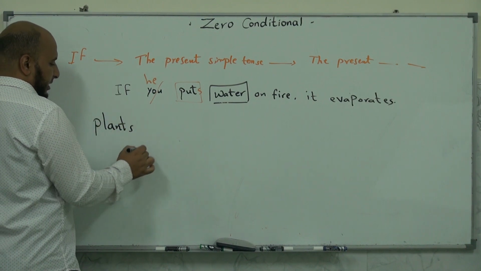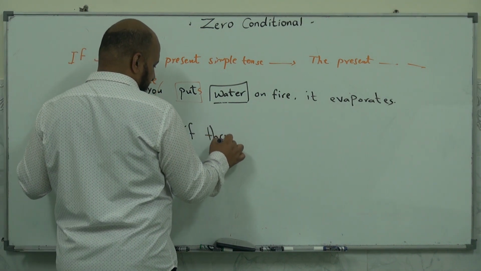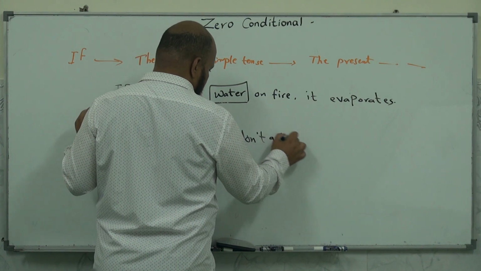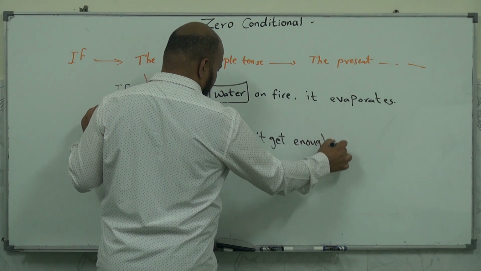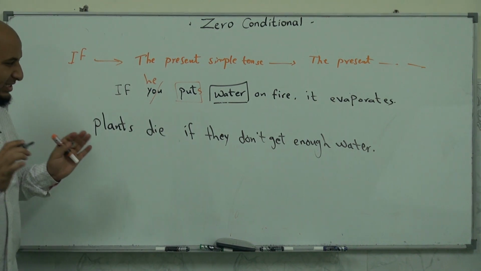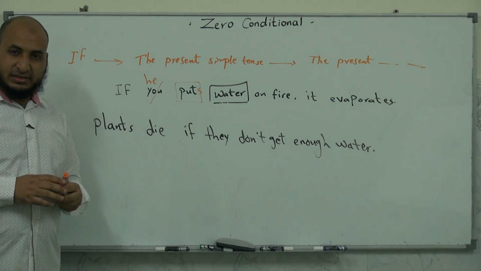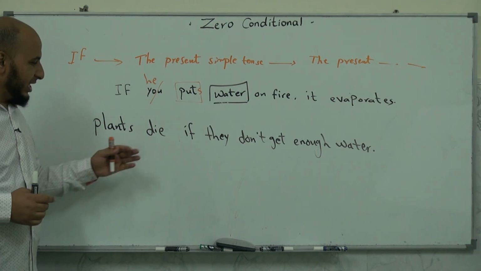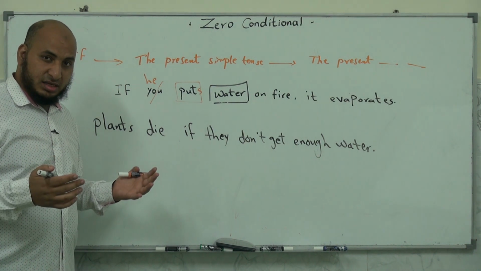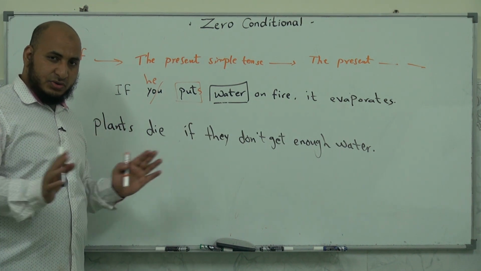Plants die if they don't get enough water. Okay? The sentence is a fact. Plants, do you know plants? Grass, trees. They die. I could say will die, but I can't say will, as I explained. Plants die, no life.